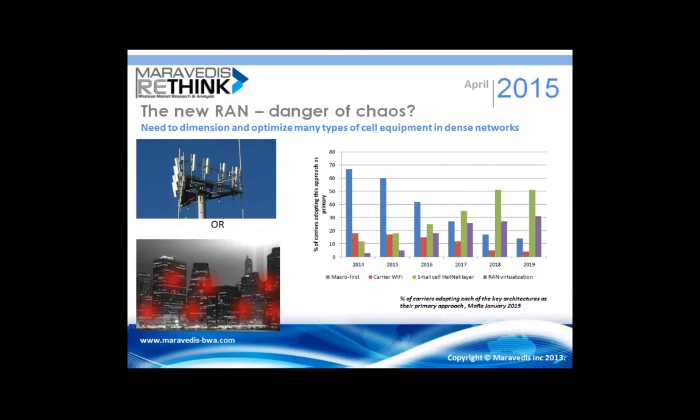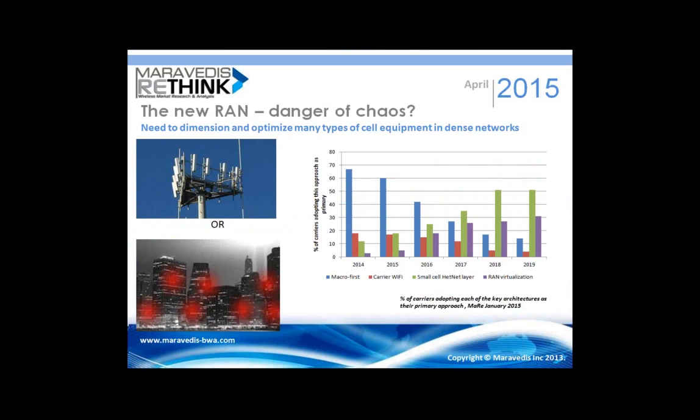There are far, far more elements being added all the time. There's a need to dimension and optimize many different types of cell equipment, and so it's not a question of relatively uniform macro cells on the same sorts of towers. We can see from the graph on the right, this is a survey, the percentage of carriers who are picking various broad RAN architectures as being the key drivers for their 5-year plan of deployment. And you can see it does change over time, but the message is that lots of new architectures are coming into play. The traditional macro-first architecture certainly isn't going away, but it becomes mingled in with other approaches.